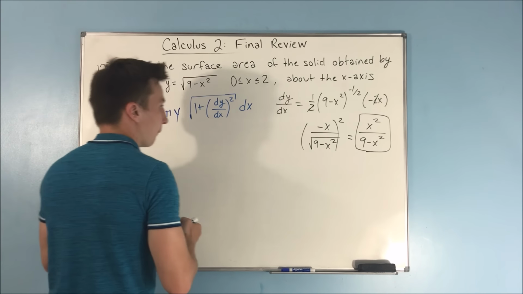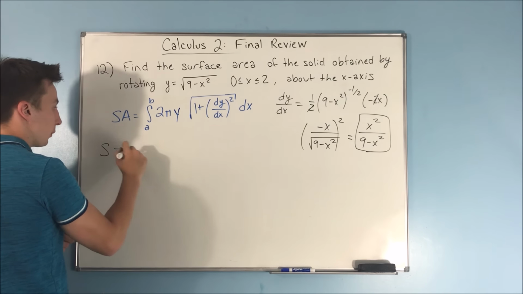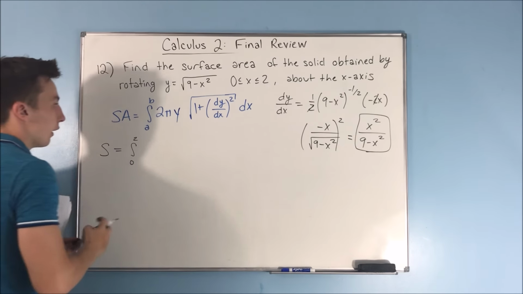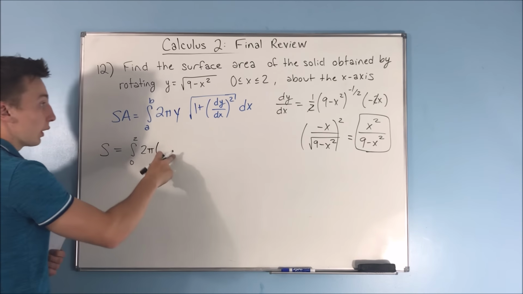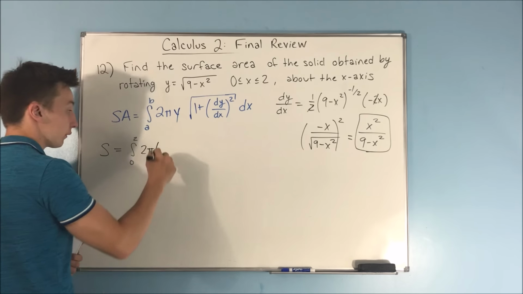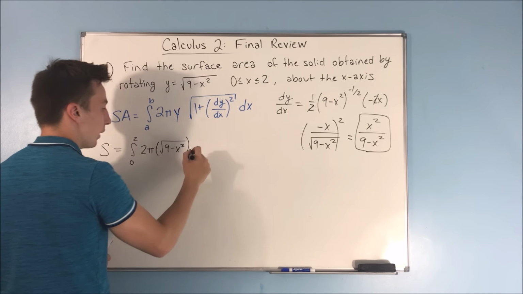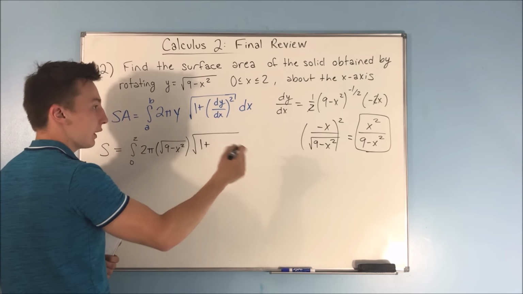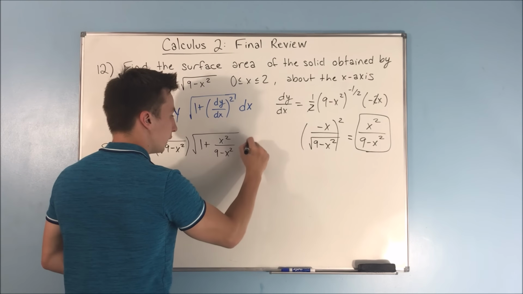Okay, so let's do that. We get that our surface area is going to be equal to the integral from 0 to 2. Those are our bounds. And that's going to be of 2 pi times y, which we're going to represent in terms of x because we're integrating with respect to x. We have a square root of 9 minus x squared. Then we have the square root of 1 plus dy dx squared, which is x squared over 9 minus x squared dx.